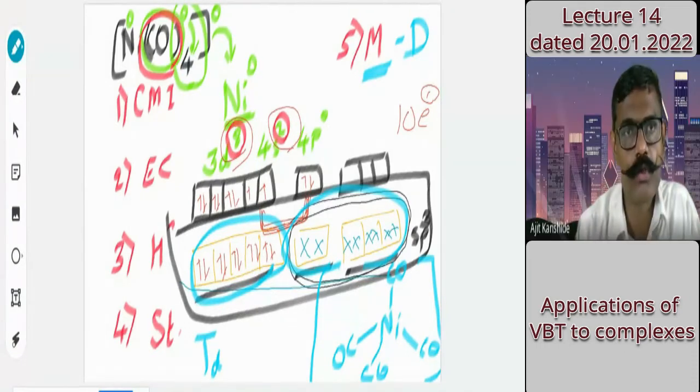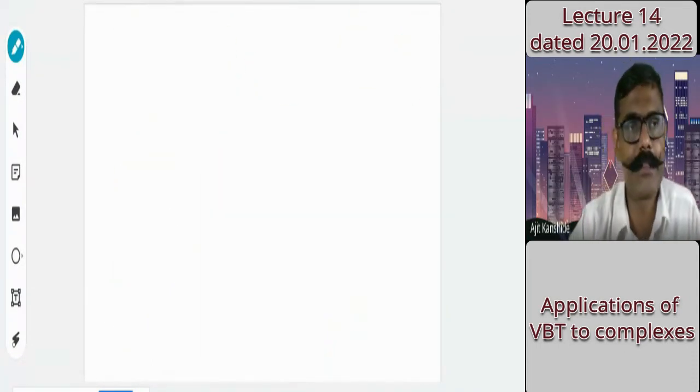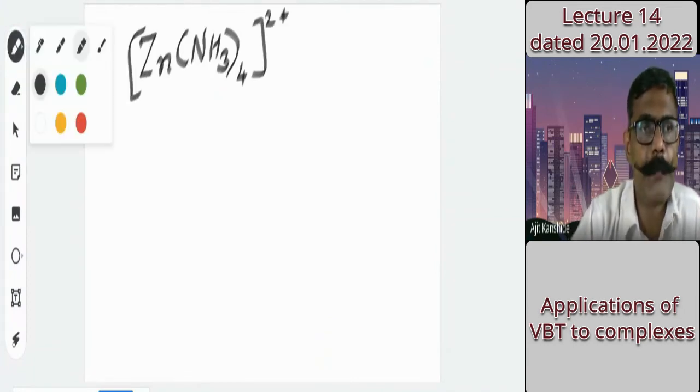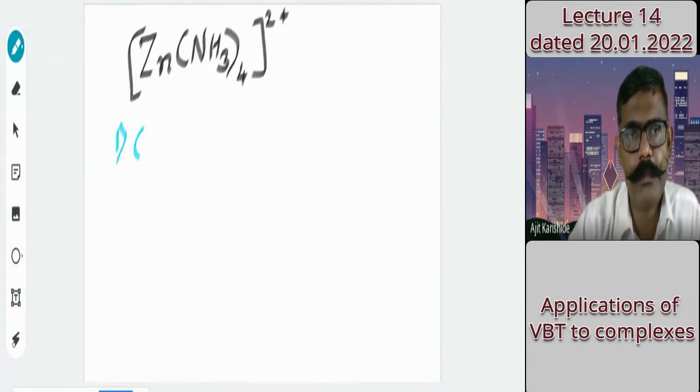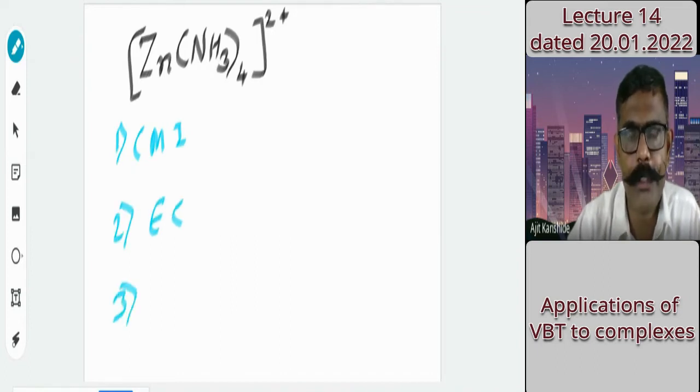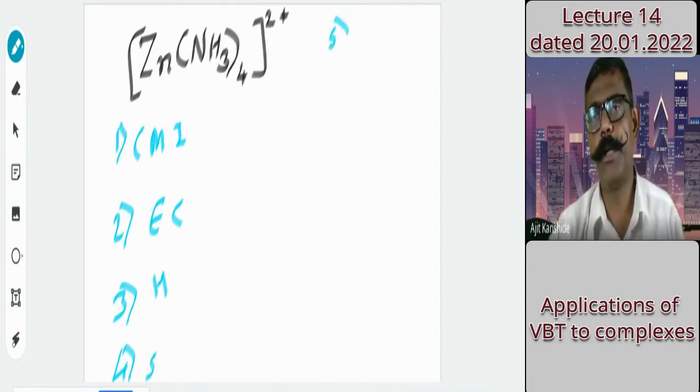Whether you understood or not, to verify that, I consider one more example. So let me write the first points. First point, central metal ion. Second point, electronic configuration. Third point, hybridization. Fourth point, structure. And fifth point, magnetism.